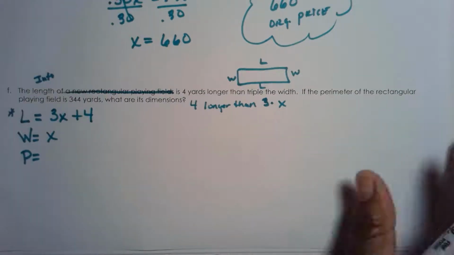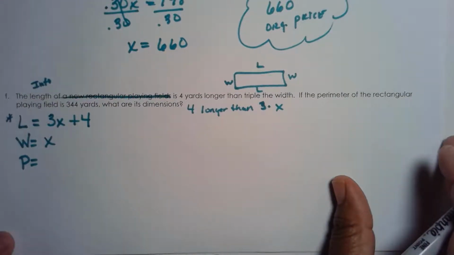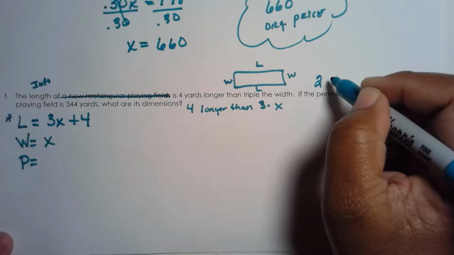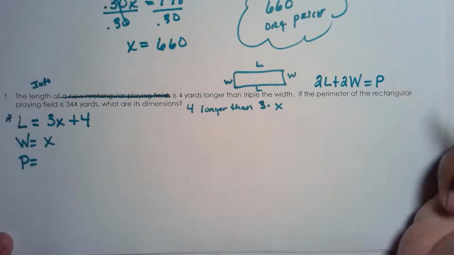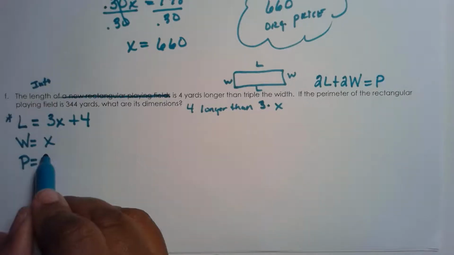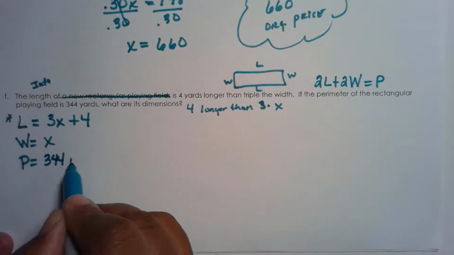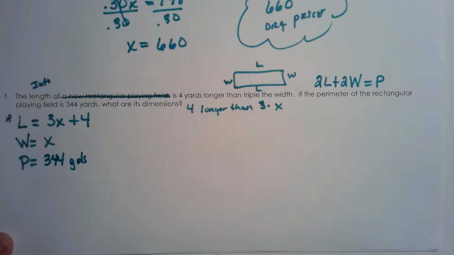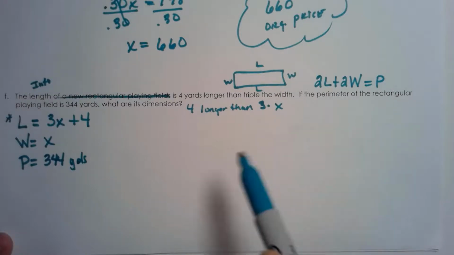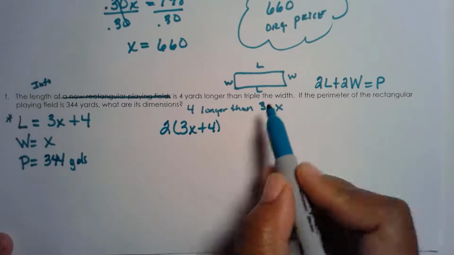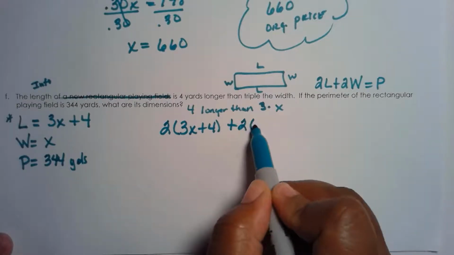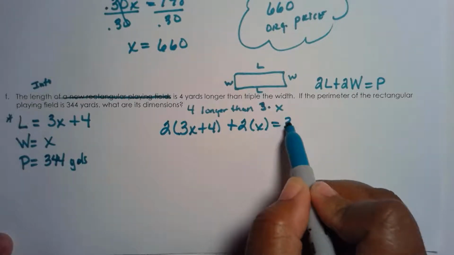So what we know about perimeter, the formula is twice the length plus twice the width is equal to P. So we have the perimeter in this particular story. It's 344 yards. So let's plug everything we need into this formula. 2 times 3x plus 4, plus 2 times x equals 344.